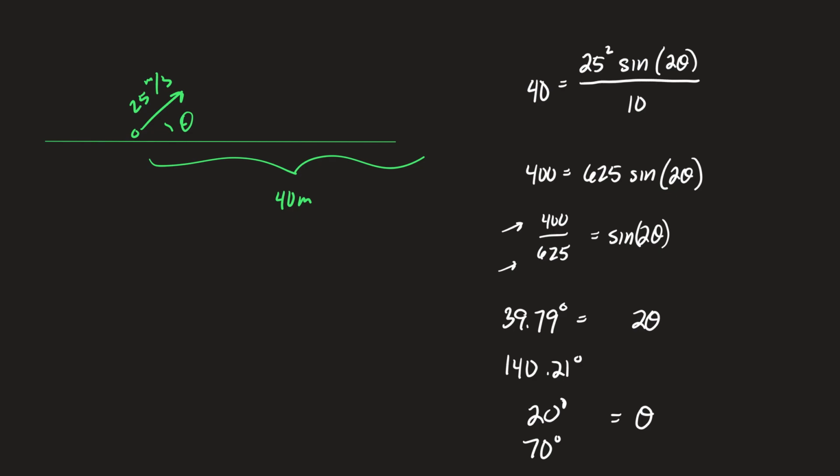So there's always 2 angles whenever we have a delta y of 0, the high angle and the low angle. The low angle gets it there sooner. The horizontal velocity is greater and the y velocity is smaller. So the low angle gets it there sooner. The high angle takes a long time.